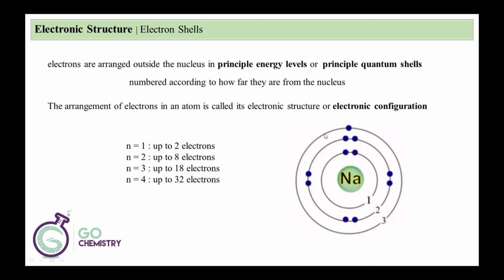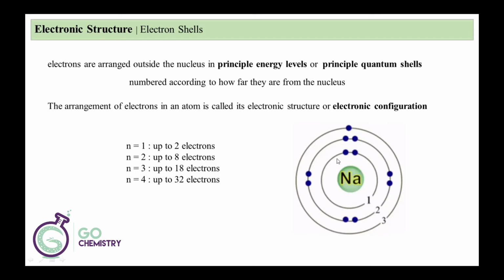Okay, so from this image here you can see that in this sodium atom we have the nucleus, which is surrounded by the electrons in different energy levels. Actually, those energy levels are called the principal quantum shells, and they are numbered according to how far they are from the nucleus, which means by the numbers 1, 2, 3, and so on.